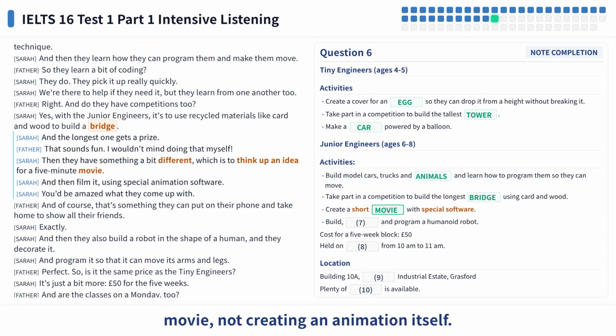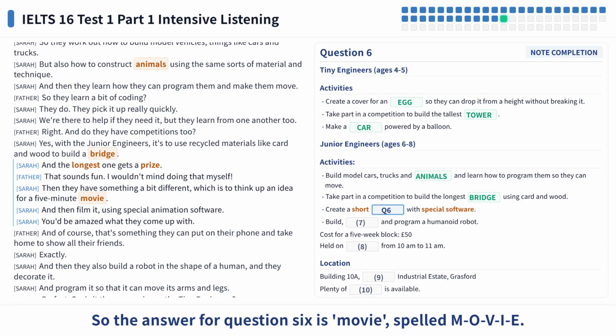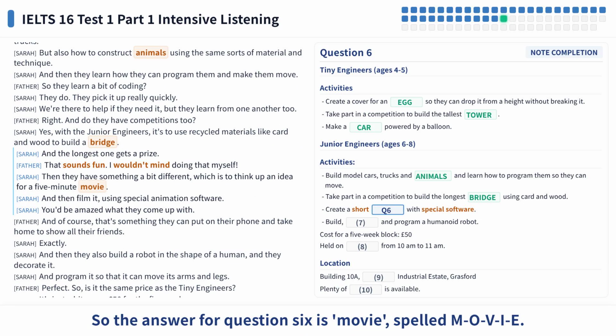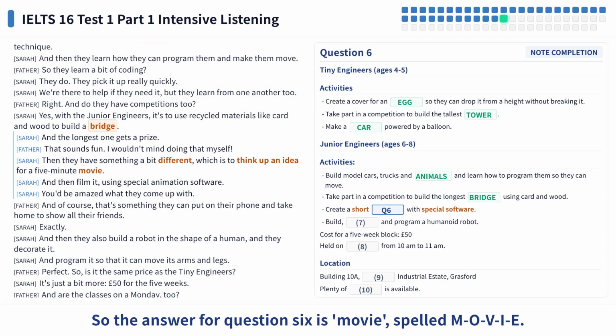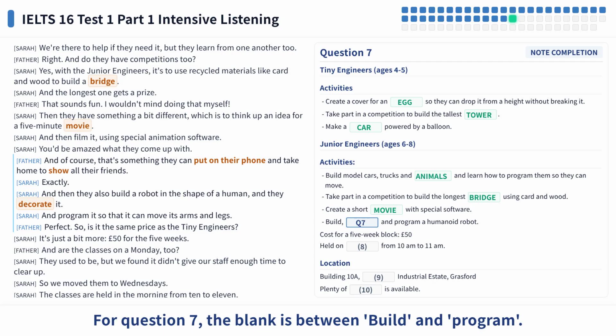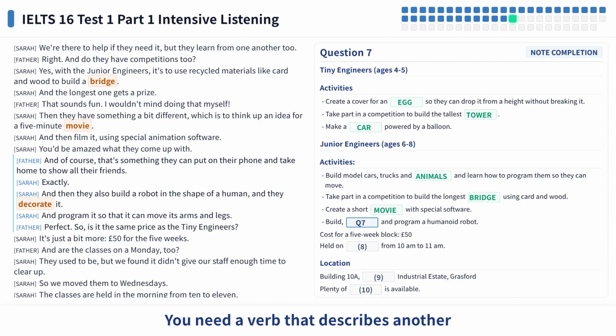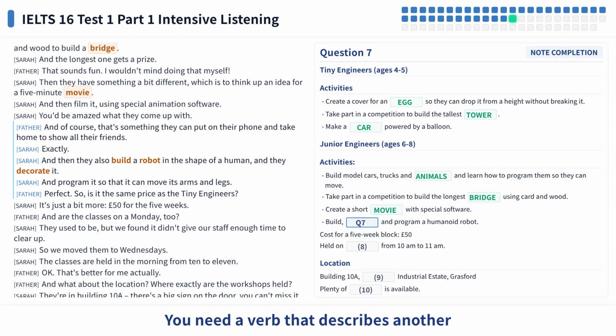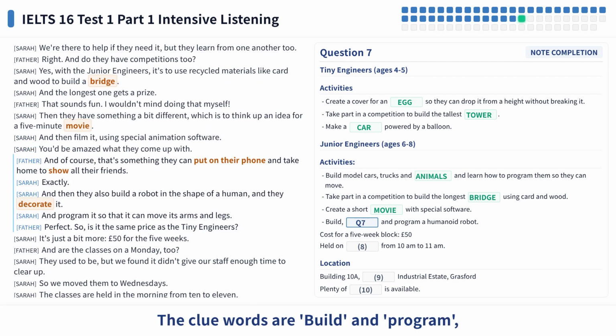Question 10. Before the blank is "plenty of," and after it is "available." So we need a singular noun here. The father asks about parking problems, and Sarah says "plenty available." So the answer is parking. In the recording, the father says parking problems, and Sarah directly replies "plenty available." So parking is the answer. So the answer for question 10 is parking. Remember, it is a singular noun.